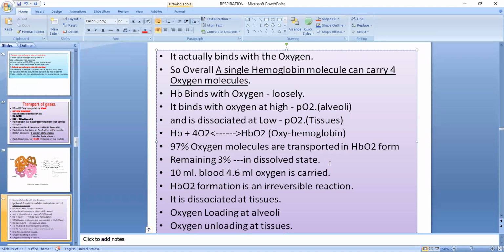Just 3% of total oxygen is transported to the tissues in the dissolved state. So in 10 ml of blood, 4.6 ml of oxygen is carried. So it is not that important.